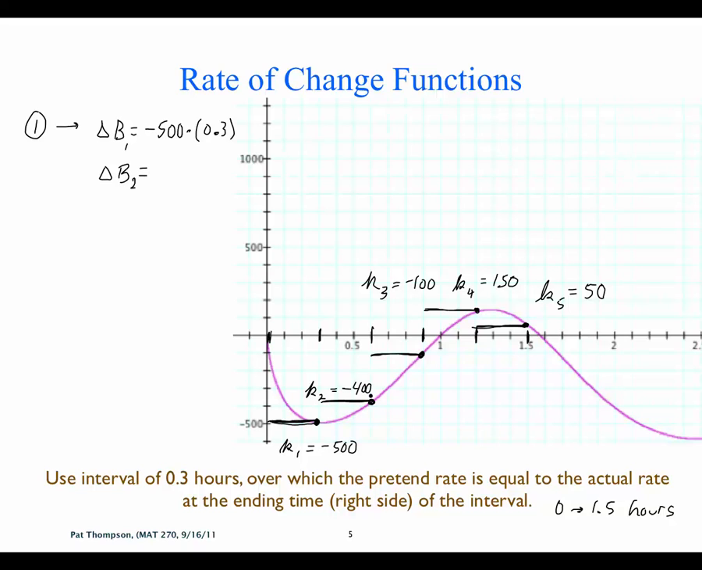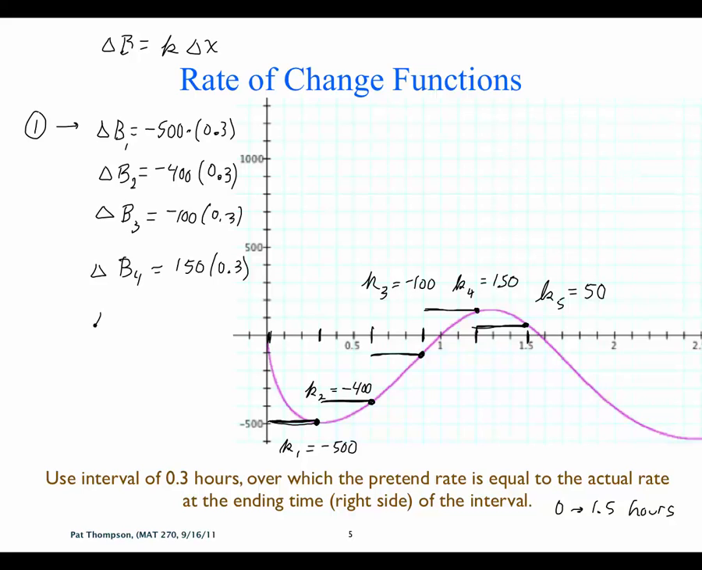And in the second 0.3 hours, our pretend rate is negative 400. What's the change in time? So what are we doing? We're saying delta B equals K delta X. Should be very familiar, right? The change, in this case number of bacteria, is the constant rate times change in time. And then negative 100 times 0.3. Make sure the numbers are making sense. Then 150 times 0.3. And then 50 times 0.3.